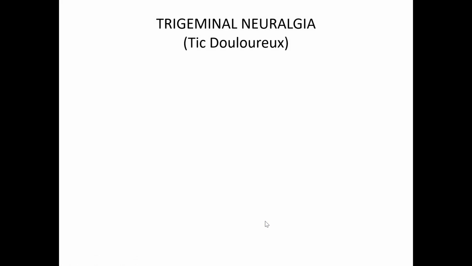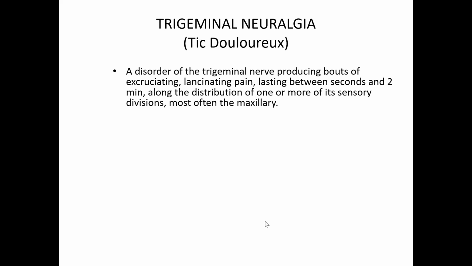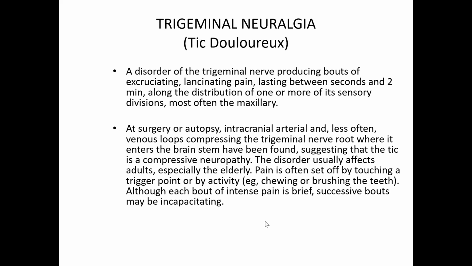What is trigeminal neuralgia or tic douloureux? It is a disorder of the trigeminal nerve producing bouts of excruciating, lancinating pain lasting between seconds to minutes. Usually it is very brief lasting pain, up to 2 minutes maximum, usually in seconds, and a very common disorder. It is along the distribution of one or more of the sensory branches of the trigeminal nerve, but most commonly it is in the sensory distribution of the maxillary nerve. But a very painful problem, usually in the elderly population.